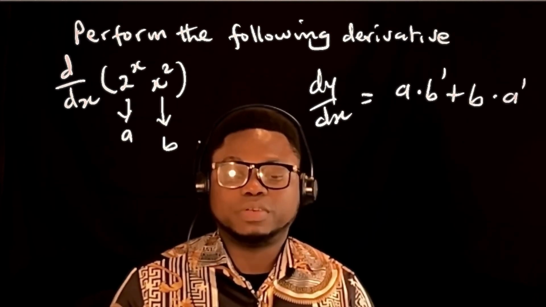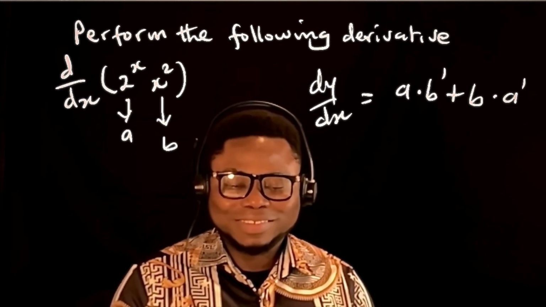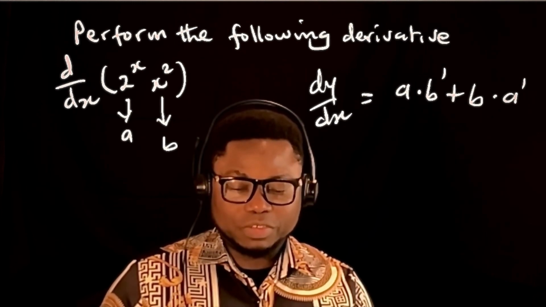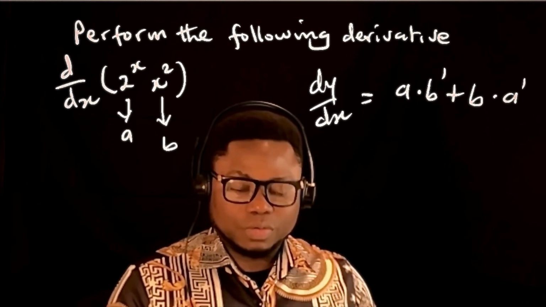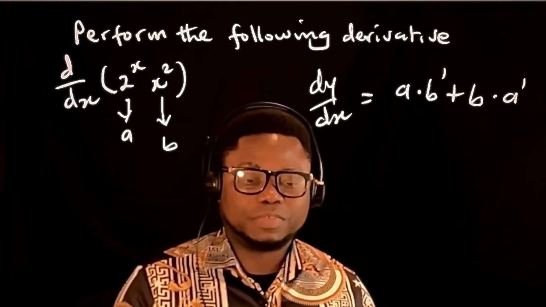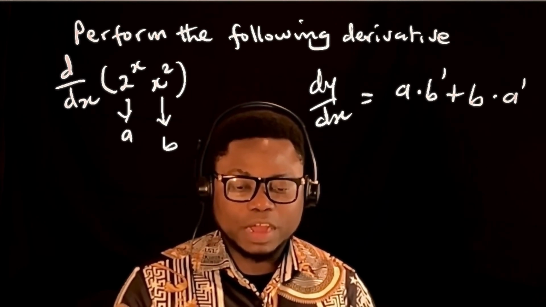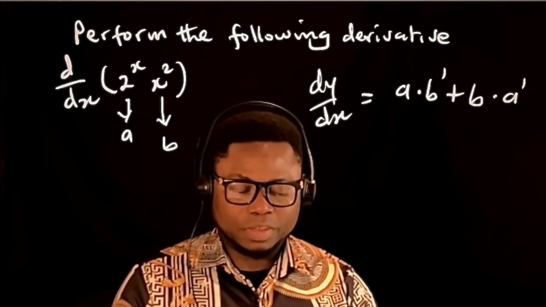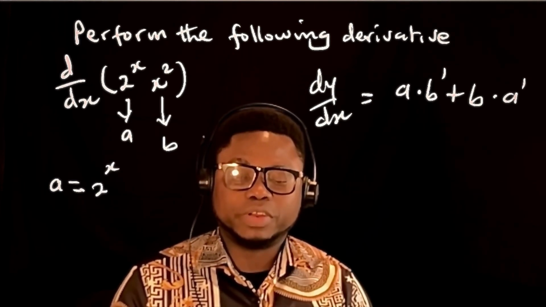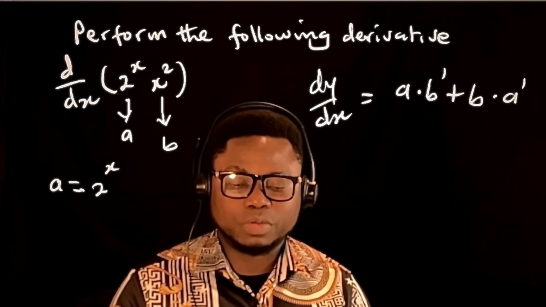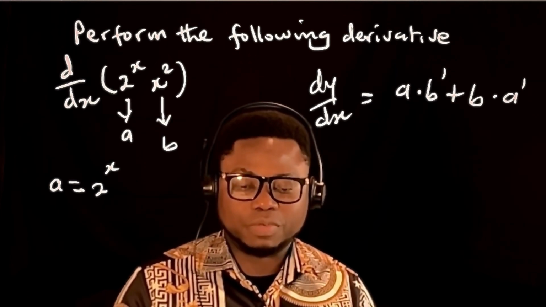a prime is the derivative of a. But to find the derivative of a is not that easy. I'm going to do some work there. So this formula is the product rule of differentiation. But before I apply this, I'm going to bring out a is equal to 2 exponent x. So I'm going to find the derivative of a so that it will be easy to use in this formula.